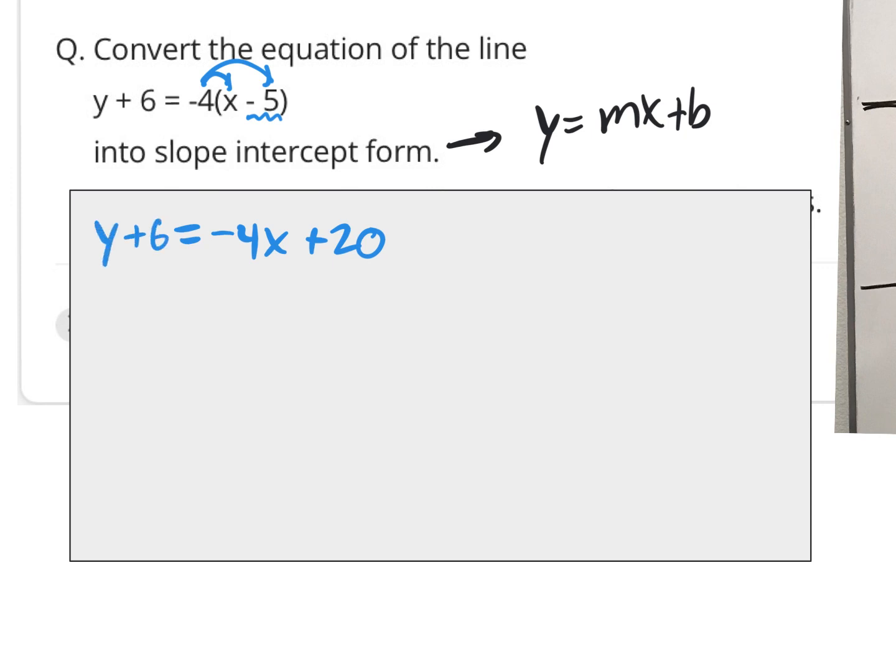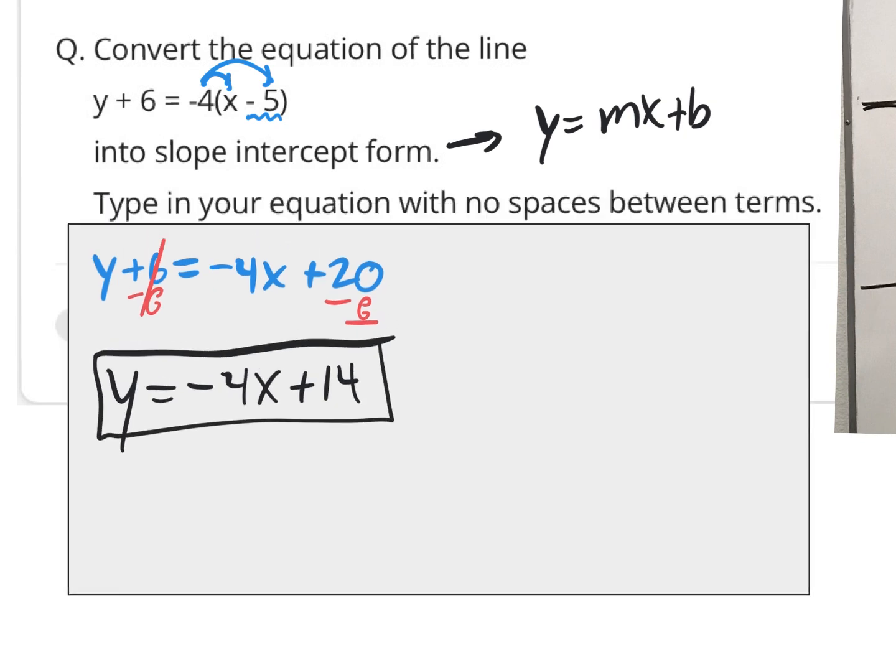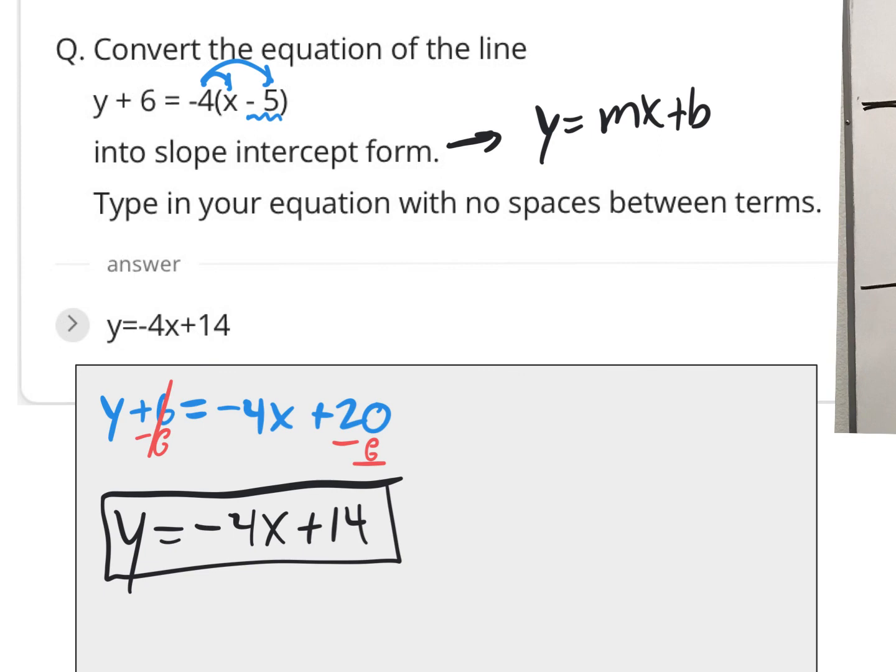Now it's almost in slope-intercept form. All I have to do is get the y by itself, so get rid of that 6 by subtracting 6, and we will get our slope-intercept form equation y equals negative 4x plus 14. You type that in with no spaces between your terms, just like this, and we are done. Y equals negative 4x plus 14.